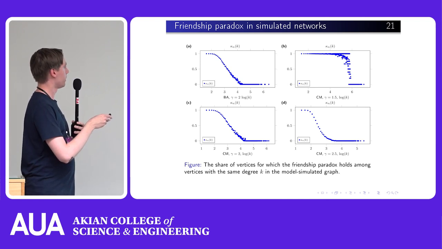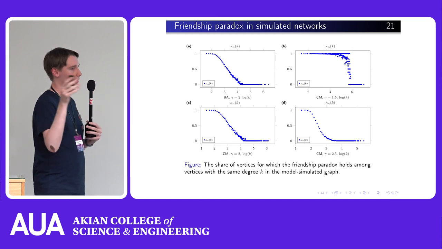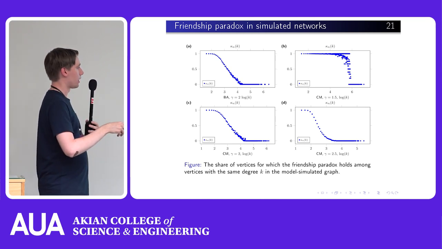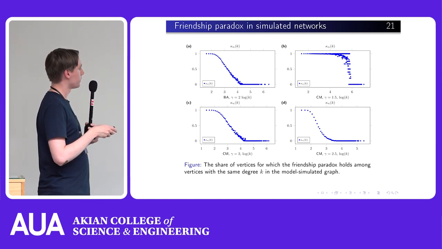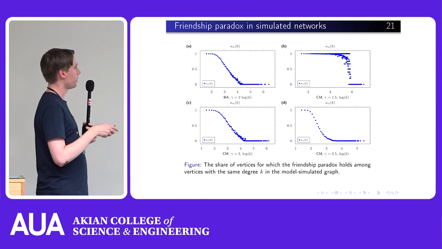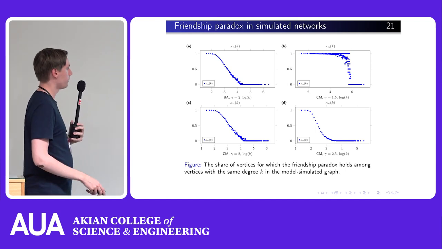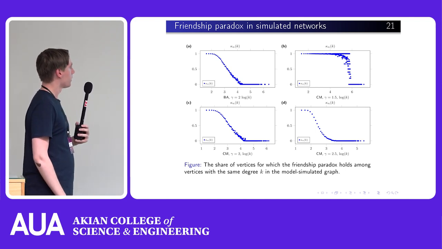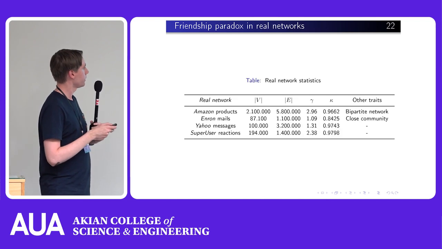And for all these networks, we see that for smaller degrees, the friendship paradox is present. However, for large degrees, for hub nodes, it's almost never present. And also this parameter depends on gamma. If gamma is smaller, then the amount of nodes with the friendship paradox is higher, and vice versa. Okay, I think that's everything here.